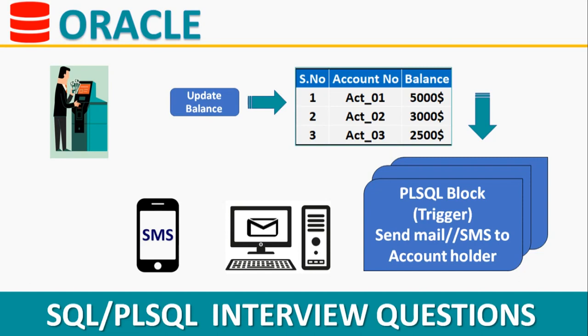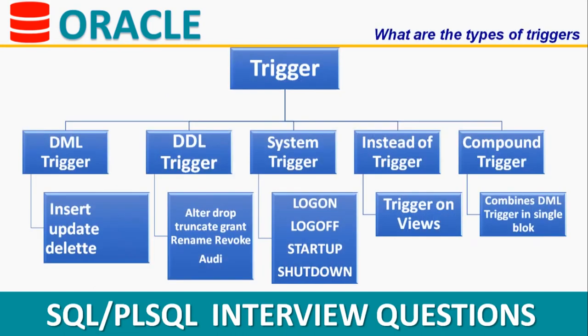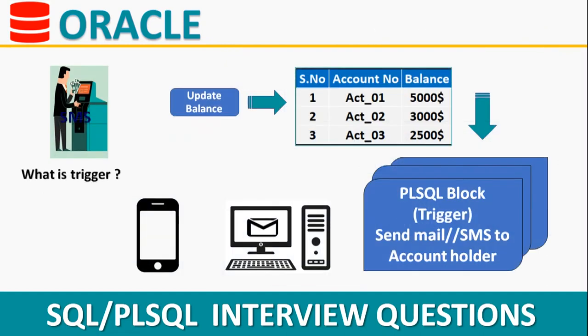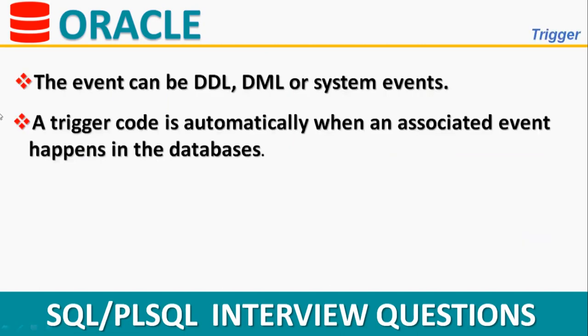While performing the withdrawal, you automatically get alerts from the machine. After performing the transaction, you get the SMS. This is done by the triggers. See, the amount and date, so 100 rupees debited. The event can be DML, DDL or system events. We already discussed this. A trigger code runs automatically when the associated event happens in the database.